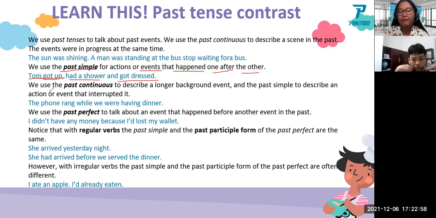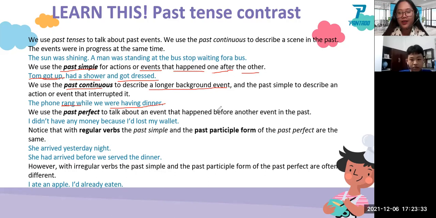Okay, past continuous. What is past continuous? Past continuous describes a longer background event, and the past simple describes an action or event that interrupts it. The phone rang. How many actions are in past continuous? I think it's two. The phone was one short action, and one long. Yes.